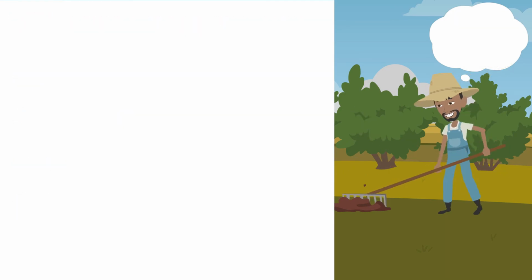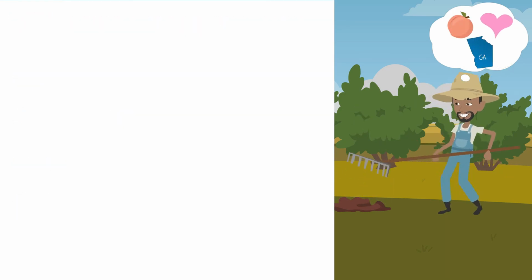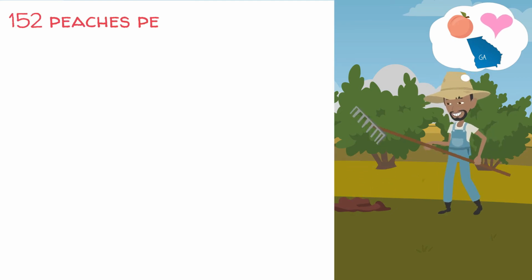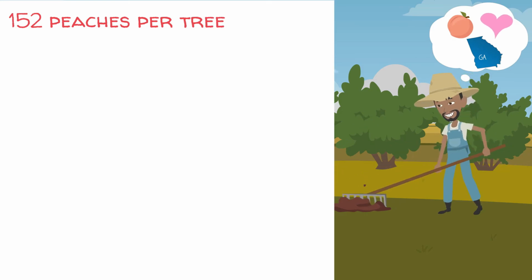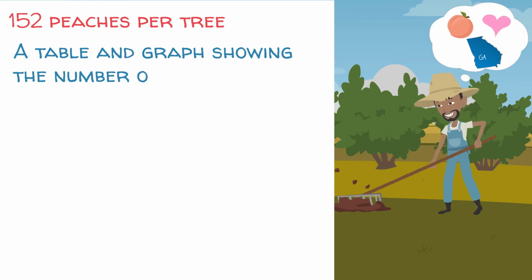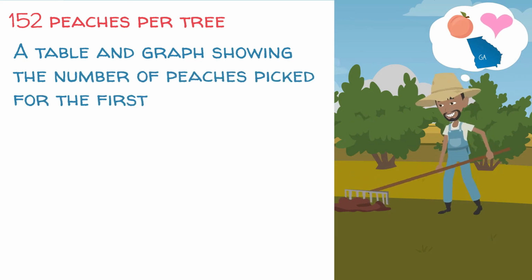Moran also has a large peach tree orchard planted by his grandfather. Moran said that his operation harvests 152 peaches from each tree. Represent this relationship with a table and a graph showing the number of peaches harvested from the first 5 trees.